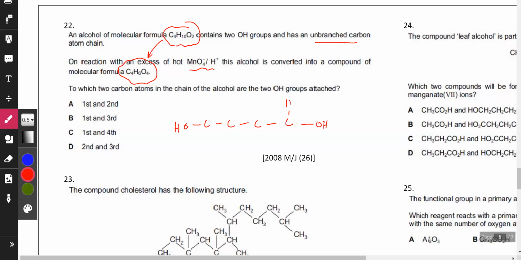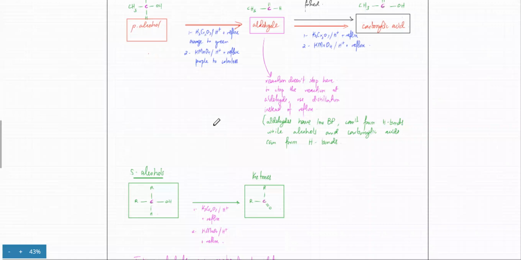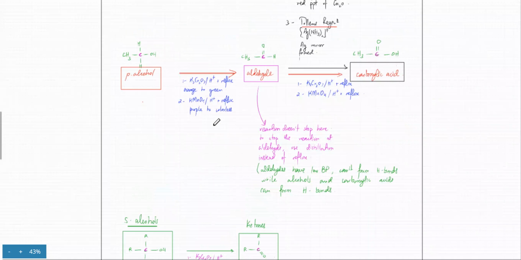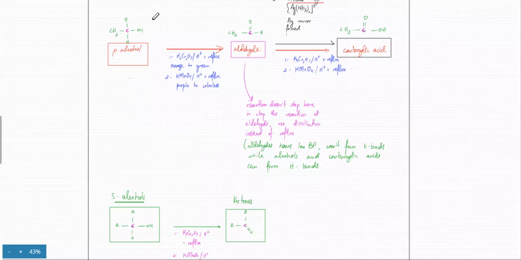Exactly. So both of the alcohols are going to be primary alcohols, right? It's going to be CH2 and this is going to be CH2. The reason they're going to be primary alcohols is that the number of oxygens will not increase. Look at the number of oxygens. You have an alcohol, one oxygen. You have an aldehyde, again one oxygen. You have a secondary alcohol, one oxygen. You have a ketone, one oxygen. The only time the number of oxygens increases is when you form a carboxylic acid.